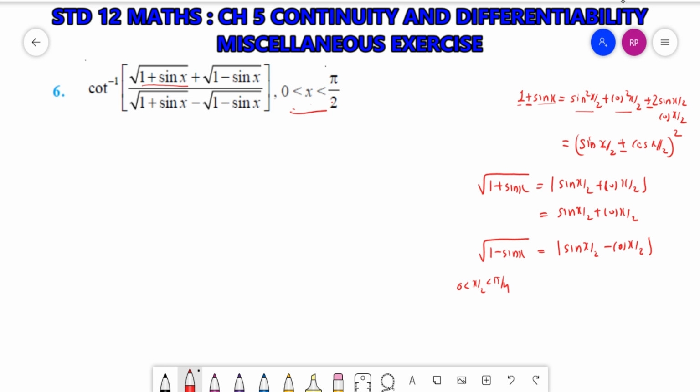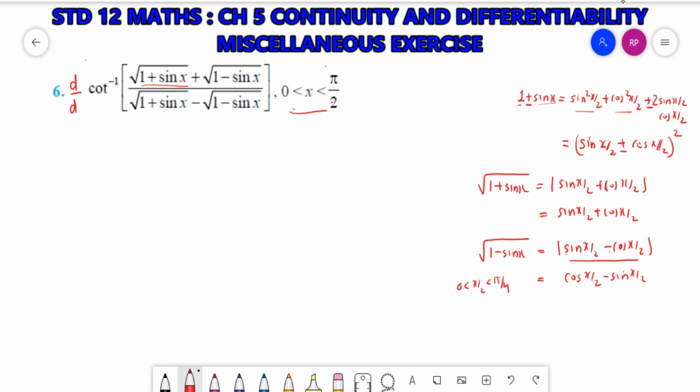Now from 0 to pi by 4, cos is greater. So when I remove this modulus, because when cos is greater, this term will have a negative sign, so I will put a minus sign. So instead of that, I will take cos x by 2 minus sin x by 2, because minus minus is plus and plus minus is minus. Now I will put these two in this equation.